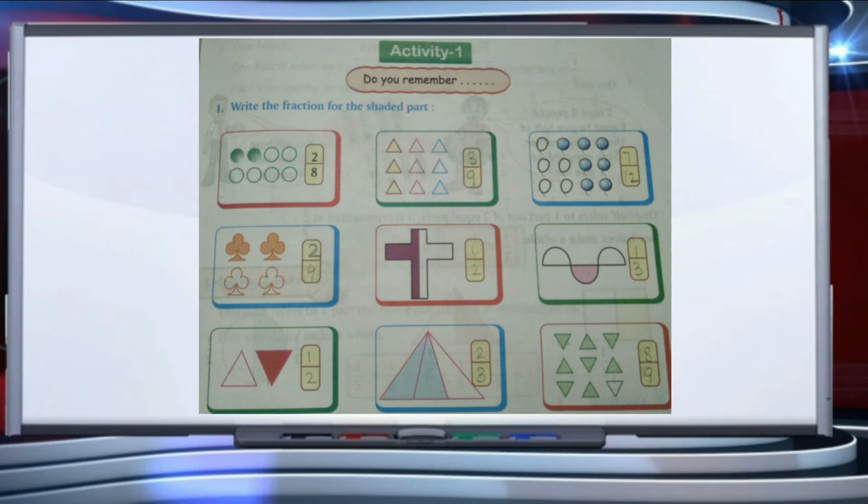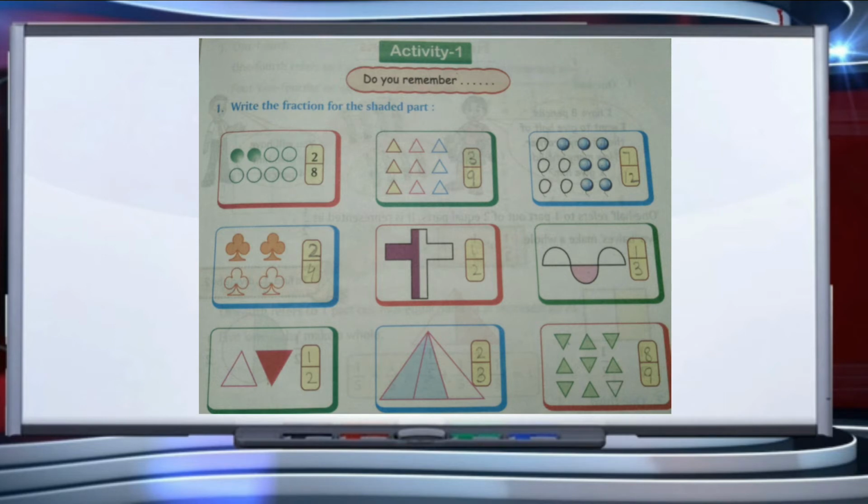Next we have a triangle. In this there are 3 parts of the triangle. 2 are shaded and 1 is unshaded. So the fraction will become 2 by 3. Then we have 9 triangles. Out of that 8 are shaded and 1 is unshaded. So the fraction will become 8 by 9.